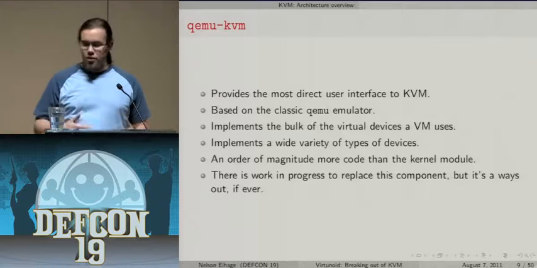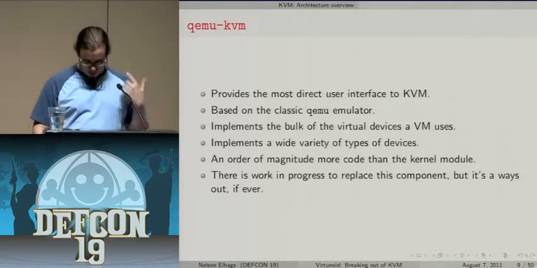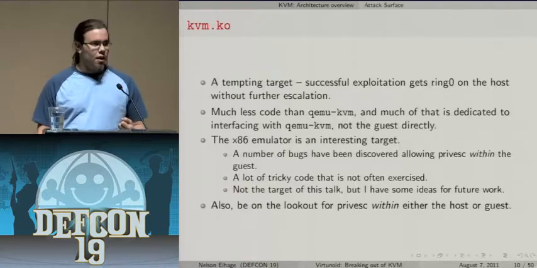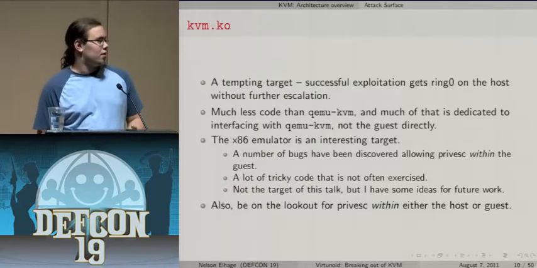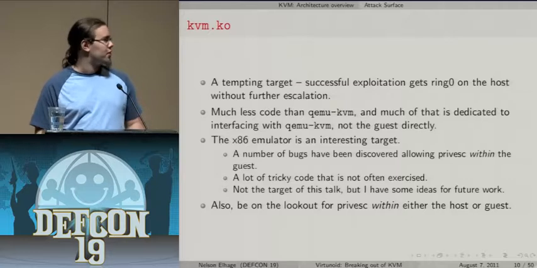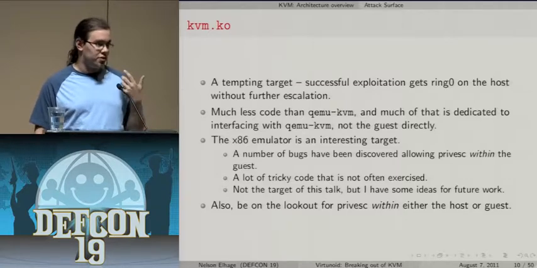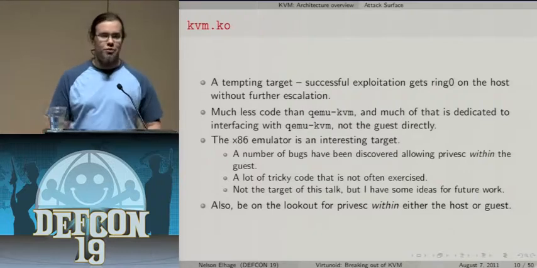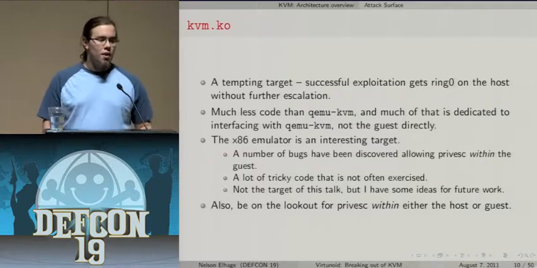All right, so those are the three main components. Now we can go back and take a look at each one with an eye for attack surface. KVM.ko is, for an attacker, a very tempting target because it runs in kernel mode on the host in ring 0. If I successfully find and exploit a bug here, I have ultimate privileges on the host with no further exploitation or privilege escalation needed.